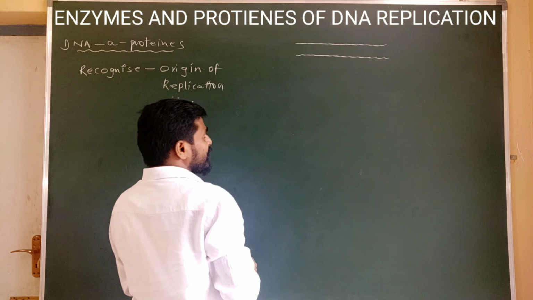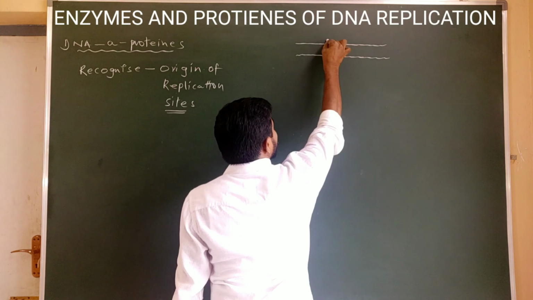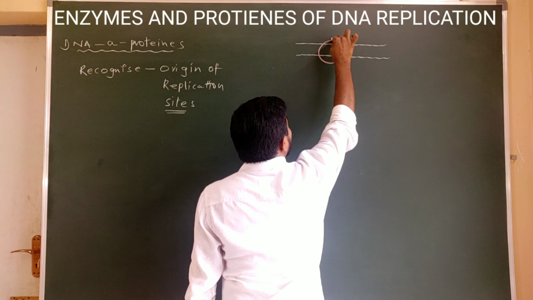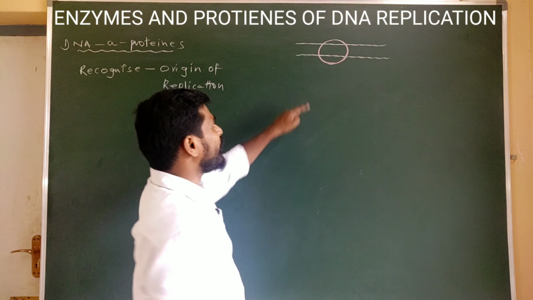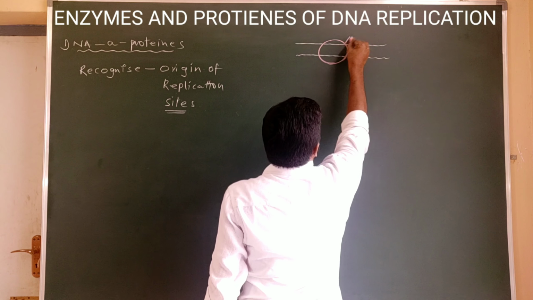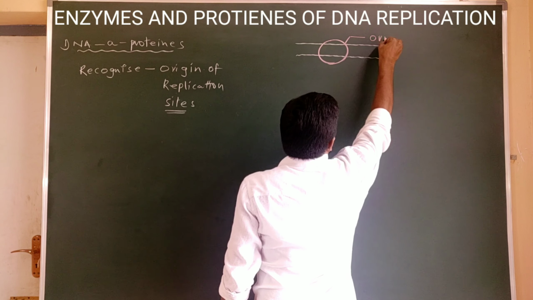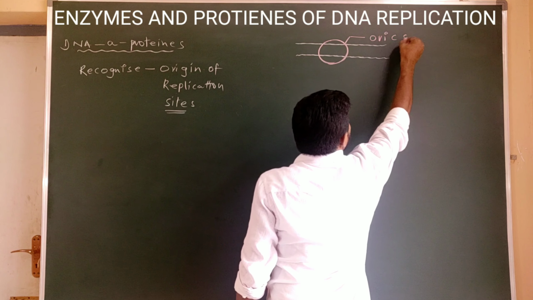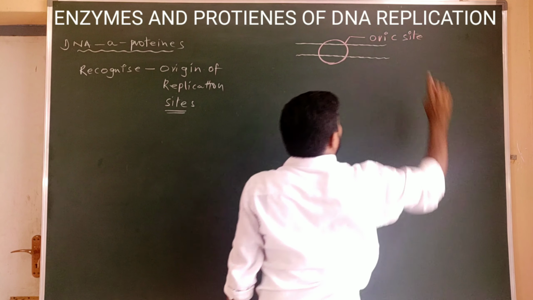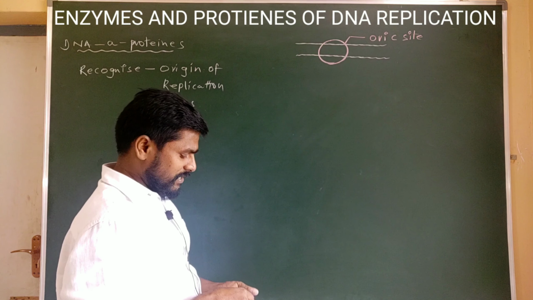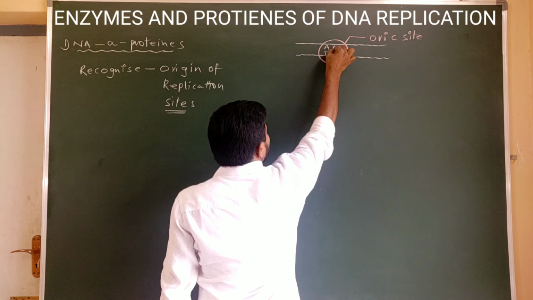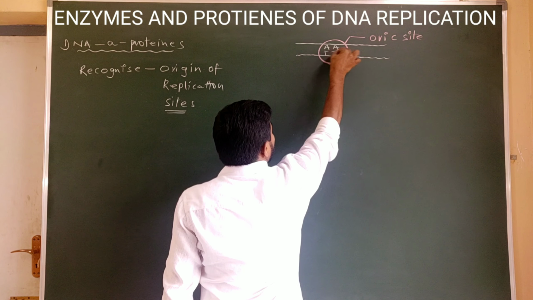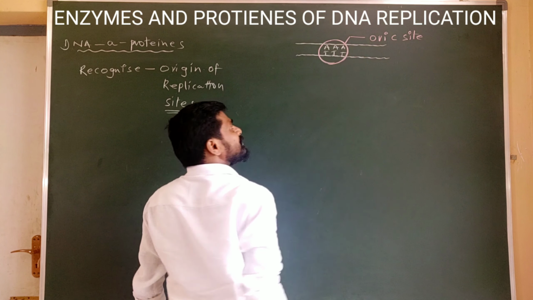This DNA molecule consists of a specific region where the process of replication gets initiated. This is what we call the origin of replication site. Simply we can call it the ORI-C site. And this origin of replication site is rich in AT base pairs. These are mostly rich in AT base pairs.